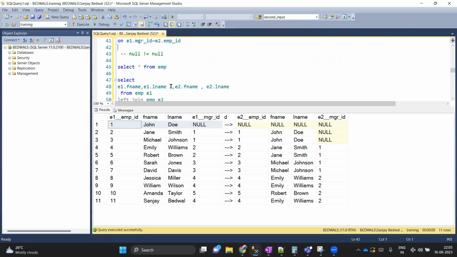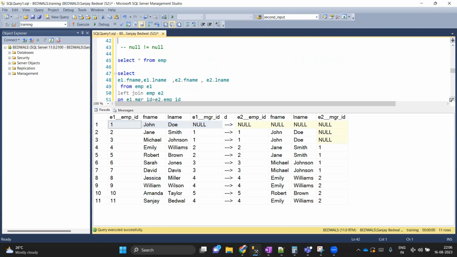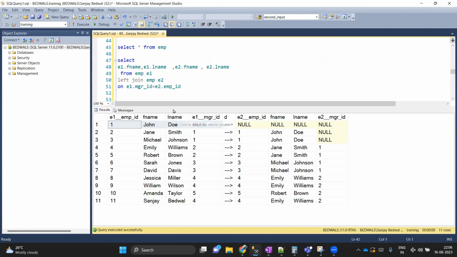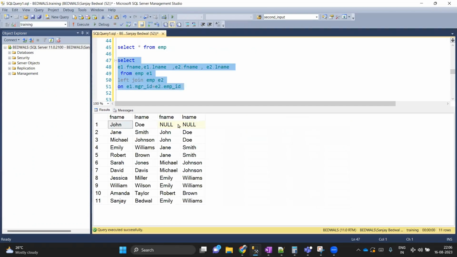Okay, so now we have some unnecessary columns over here. Let's get rid of them and only print those columns which are required. So I'm going to print first name and last name from the E1 table, and then first name and last name from the E2 table. This is what I'm doing over here. Let's run this query. This is again the same query, only the columns are filtered. All right, so we are somewhat closer to solving our question now.